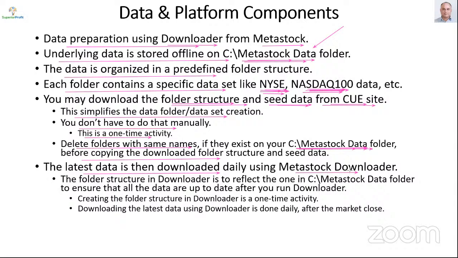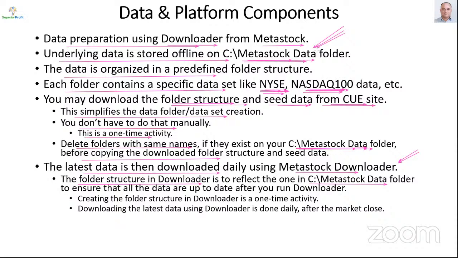And for Metastock downloader to download all the data accurately, the folder structure in downloader has to know what we want to download. So we have to set up the folder structure in downloader to be the same as the one under C:\Metastock data. So C:\Metastock data has a folder structure where we store data, and we want to tell downloader about the exact same folder structure.